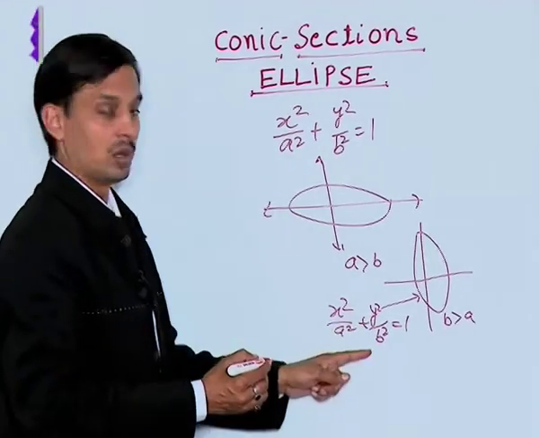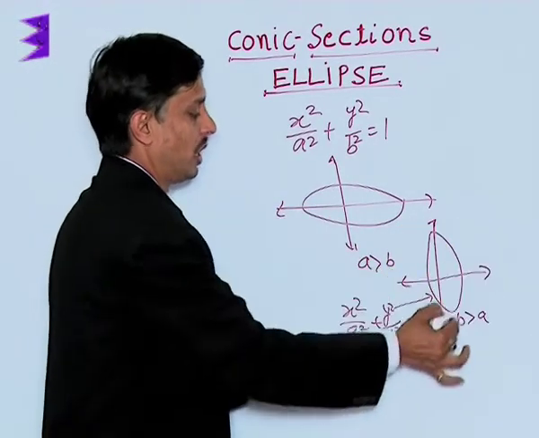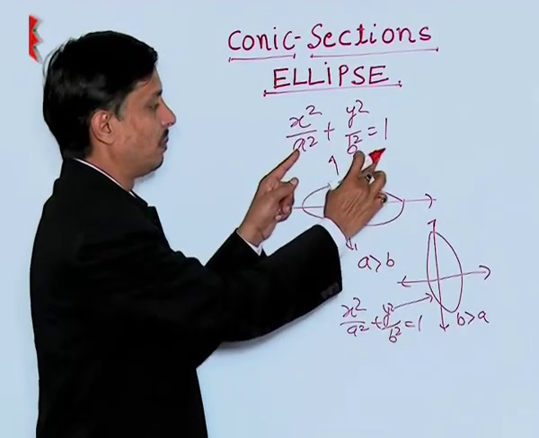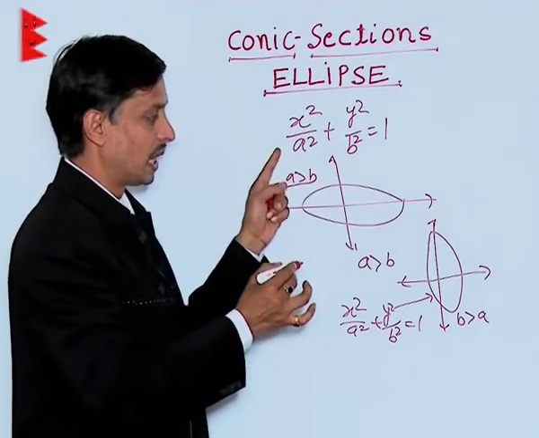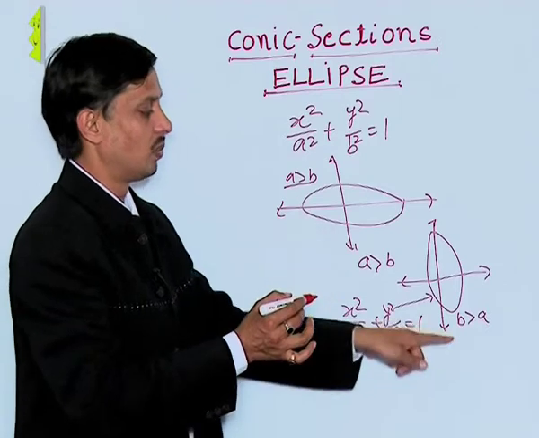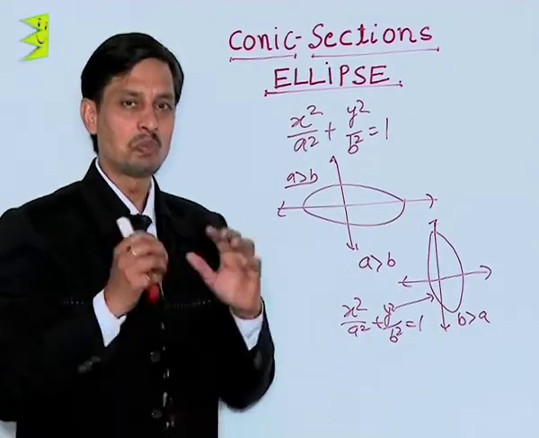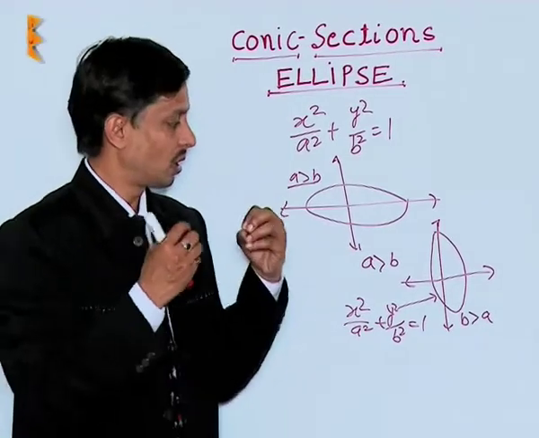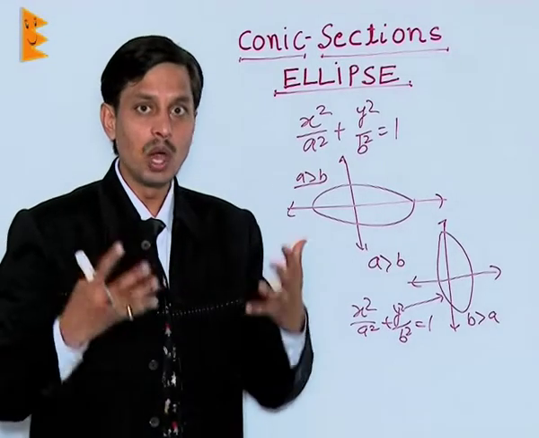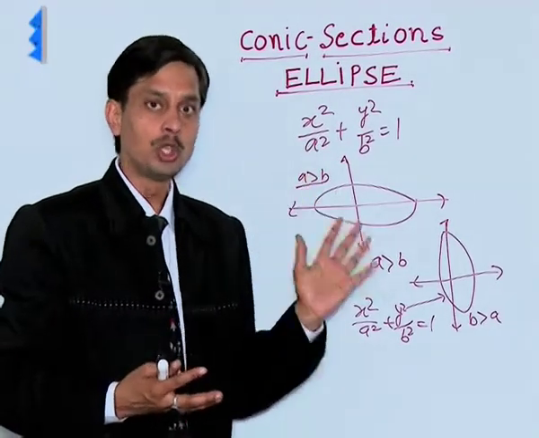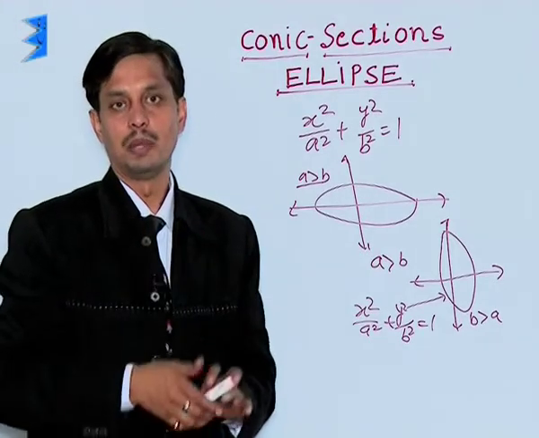In both situations, the ellipse shape changes a bit. That is, if a is greater than b, we take it as ellipse of type 1. If b is greater than a, we take it as ellipse of type 2. Now I will explain to you all the components of the ellipse, to explain how to apply that information for solving the problems based on the ellipse.